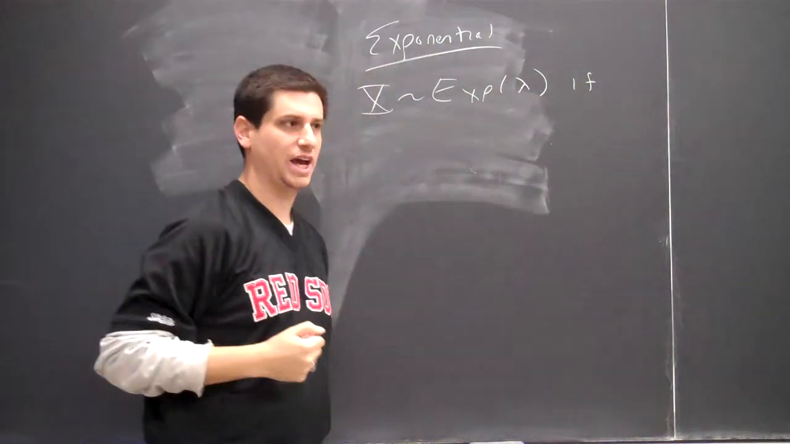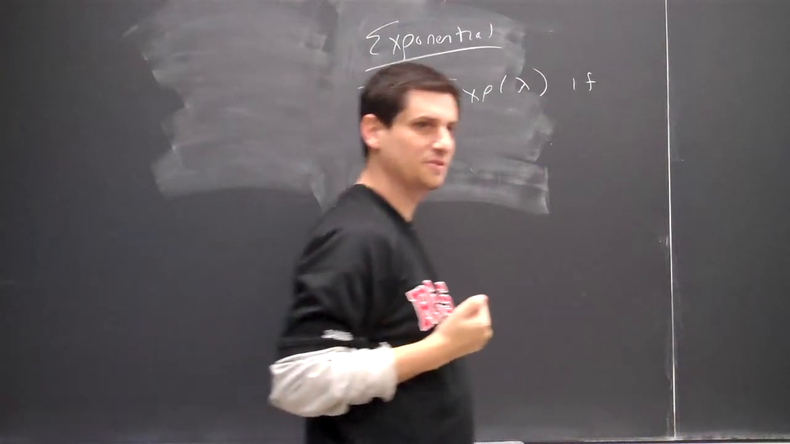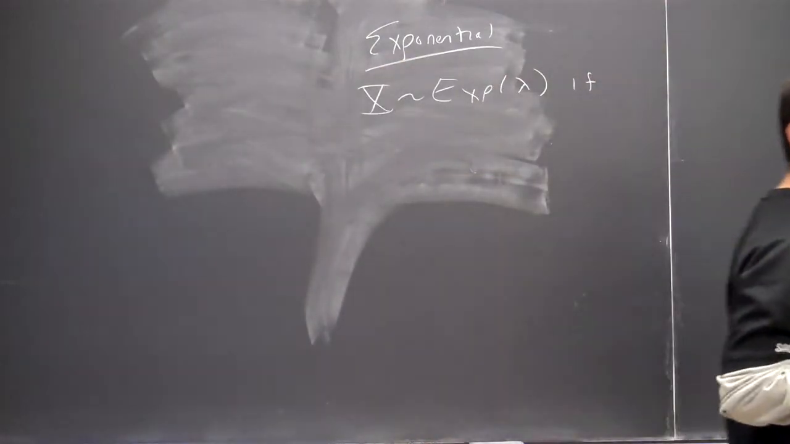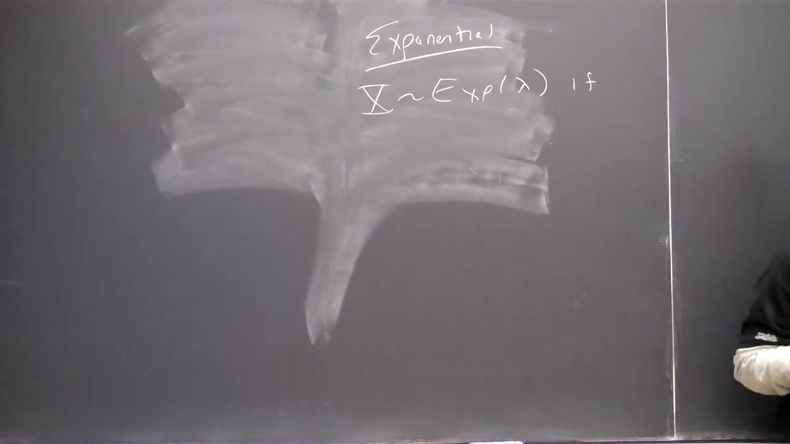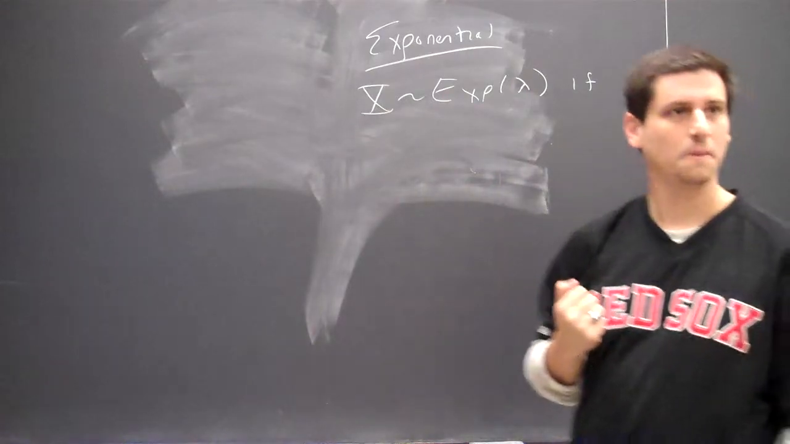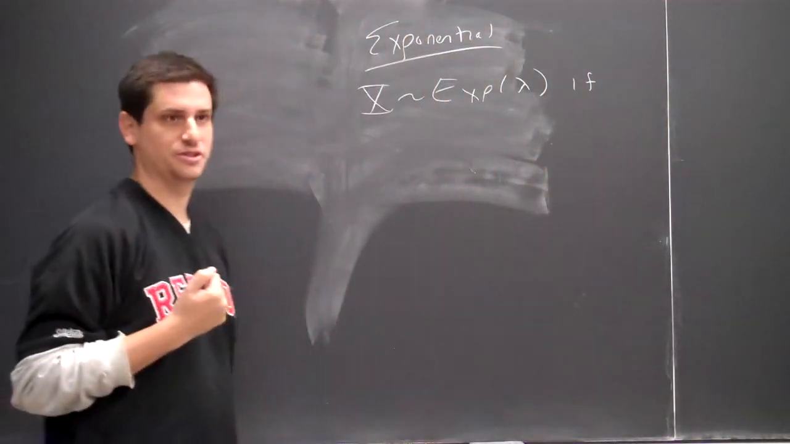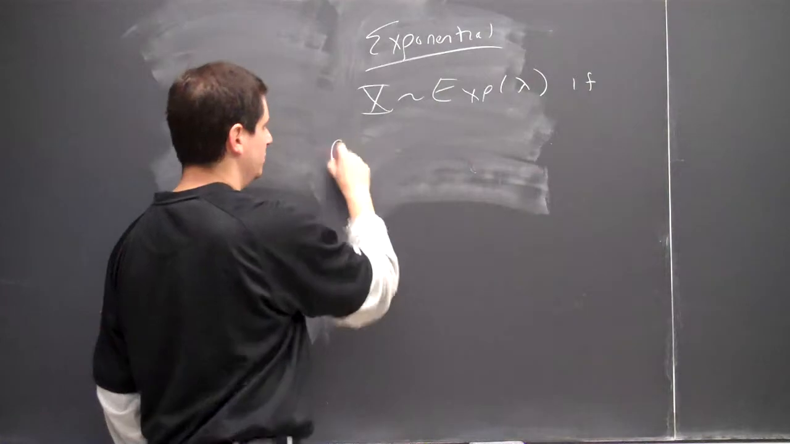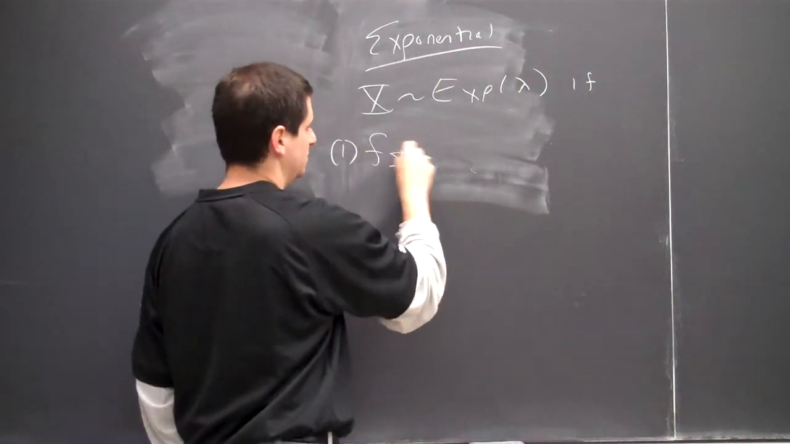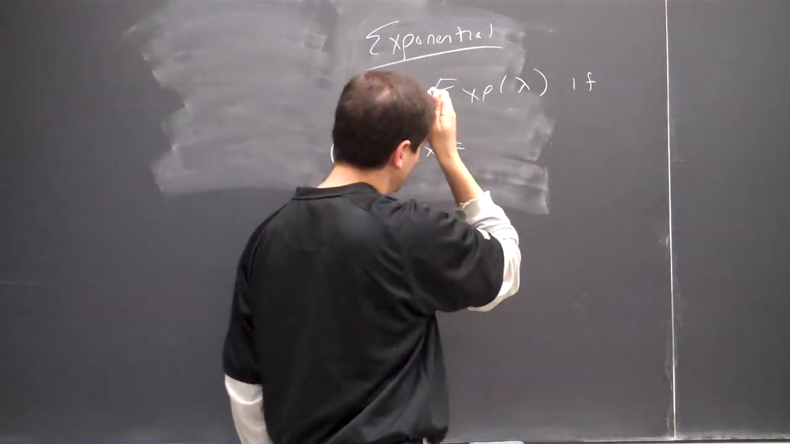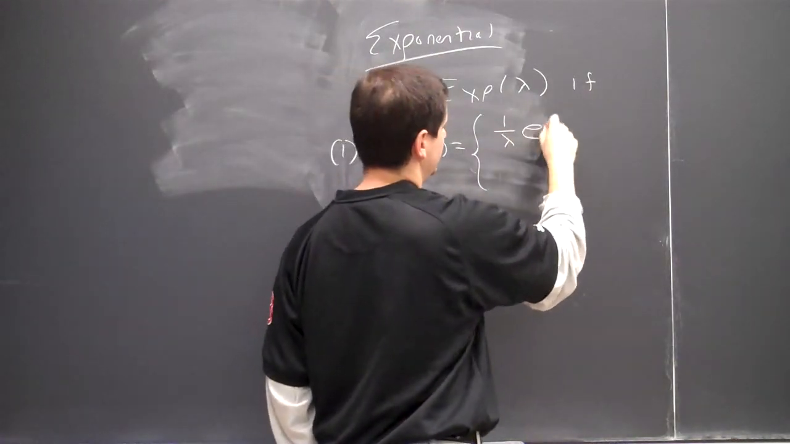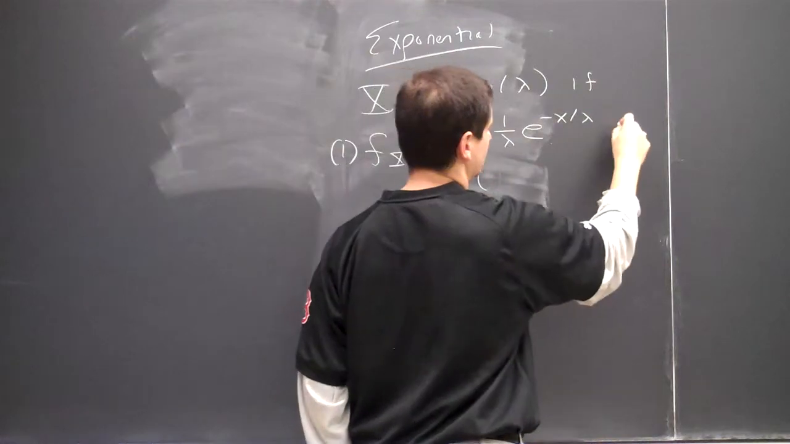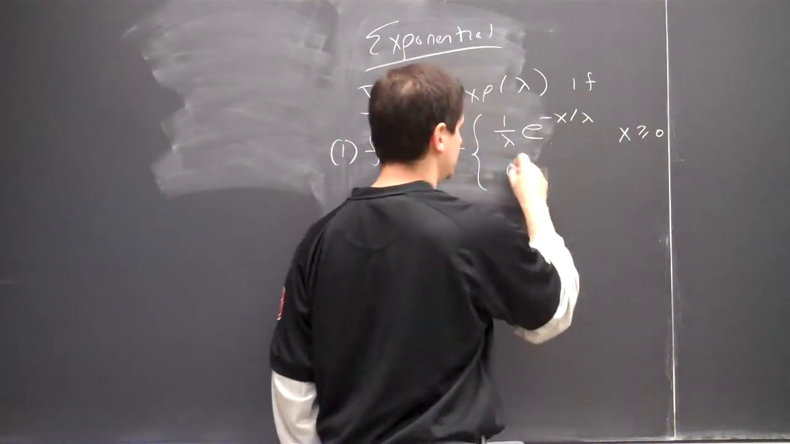So what's the definition? X is exponential with parameter lambda. If you can't answer this, this means you have not done a good job reading and preparing for class. Okay? There's two different definitions. So one definition is the density is equal to 1 over lambda e to the negative x over lambda, x greater than or equal to 0, 0 otherwise.